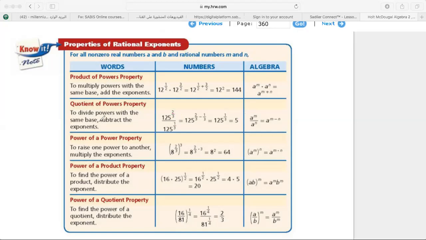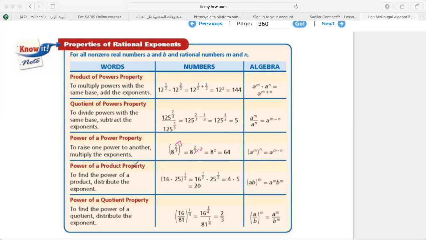Power of a power property. To raise one power to another, multiply the exponents, like 8 to the power 2/3, all to the power 3. So I'm going to multiply 2/3 by 3. 2/3 multiplied by 3 is 8 to the power 2, because the 3 is going to cancel the 3 here, so 2 will remain. So it's 8 to the power 2, which is equal to 64.